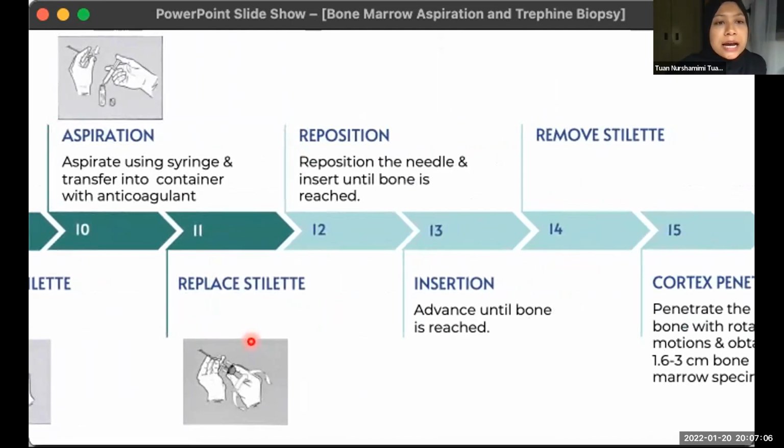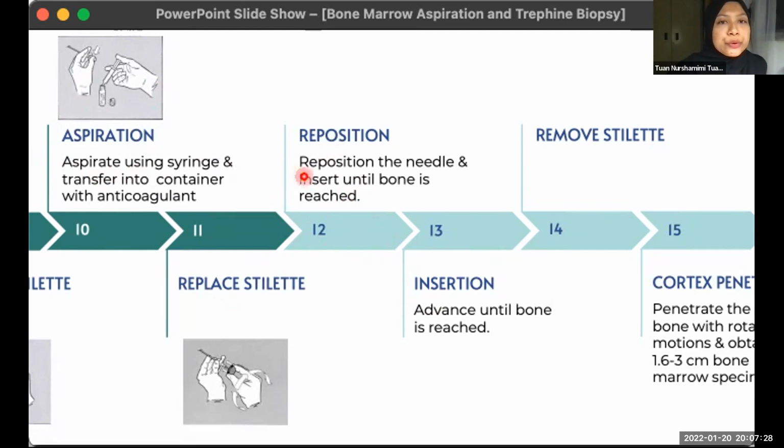Depending on the type of needle you use, some needles can be reused, or some needles are single use. If it's single use, you need to use another needle. Now we want to do biopsy. We already done with the aspiration. Now we want to do biopsy.